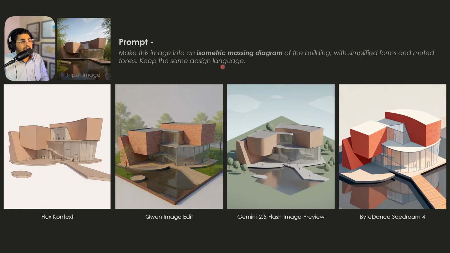The next one is simple isometric massing diagram of the building with simplified forms and muted tones. And I think there was a tough competition between NanoBanana and Seedream, but I just like how simple the output from Seedream is. So I'm going to give the win to Seedream. Again, it might be biased, but whatever.